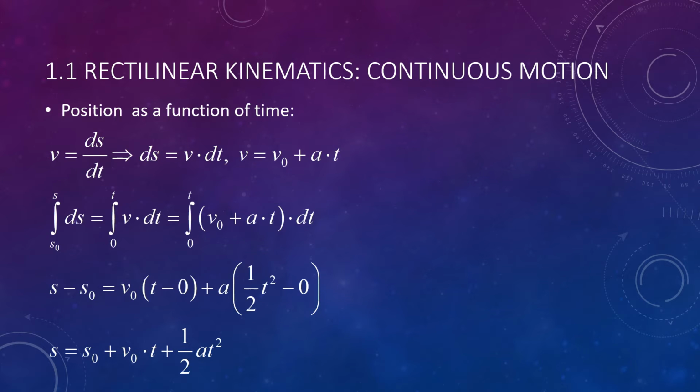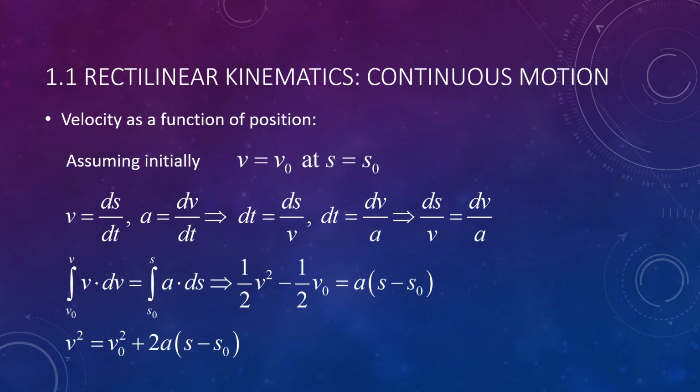Position is also written as a function of time. v is equal to ds over dt, and when we extract ds, it is equal to v dt. When we integrate this equation substituting v0 plus at into velocity v, we obtain the equation s is equal to s0 plus v0 t plus 1 half a t squared.